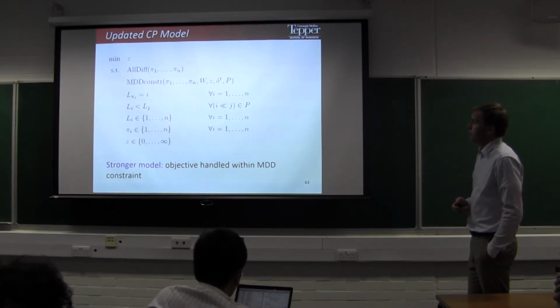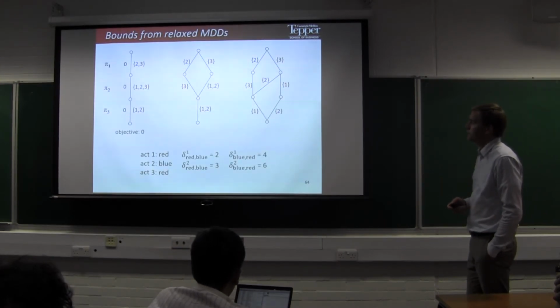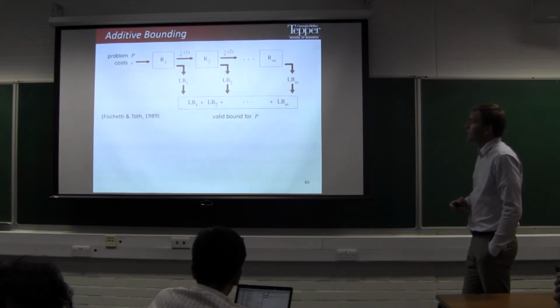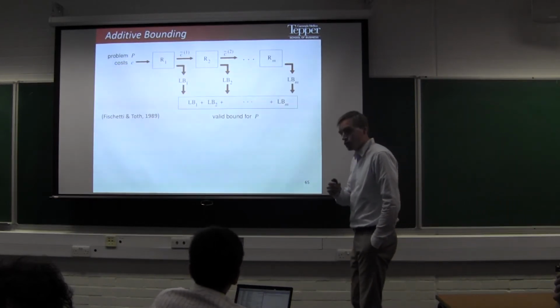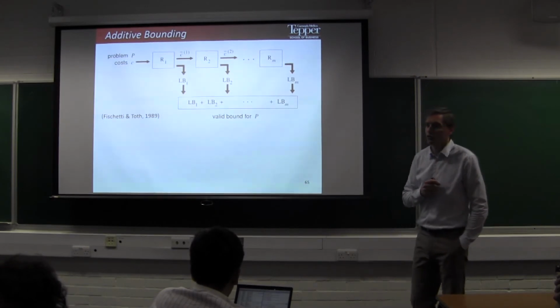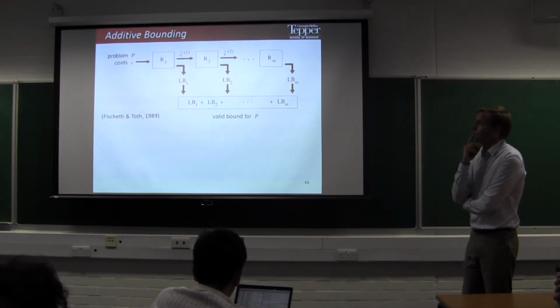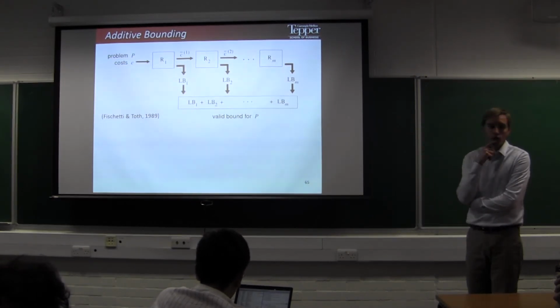This is a model, and we'll skip over this one. The problem is that it will not work too well. The bounds are not going to be too strong. So what I wanted to show you is how we try to improve the bound.